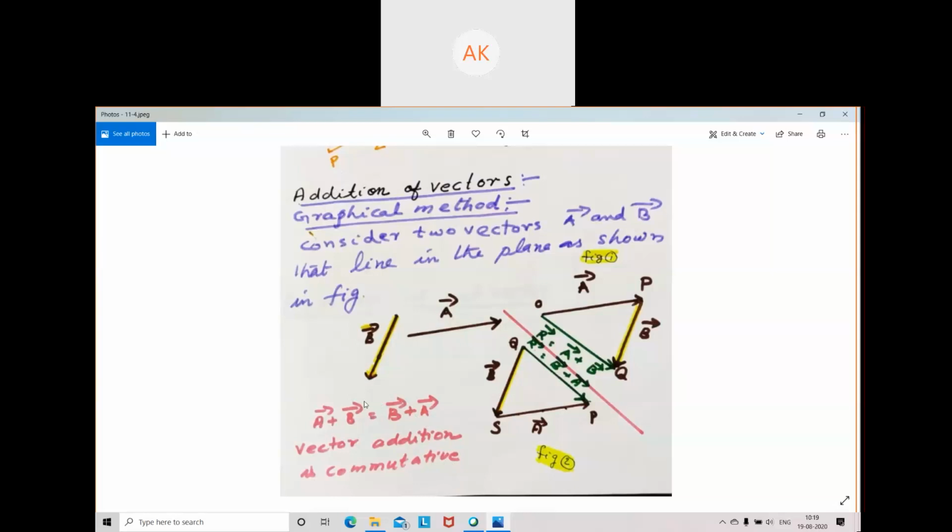We have studied some properties earlier. When a vector is multiplied by a real number, we get that real number times that vector. And a unit vector is a vector having unit magnitude, and its direction is the same as that of the given vector. Such properties we have also learned earlier. In addition to that, you can study this property also: A plus B equal to B plus A. Vector addition obeys the commutative law. Okay, next page.